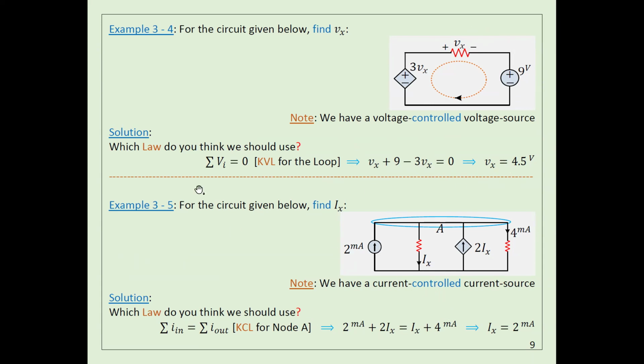Let's have another example here, very straightforward, very easy. Here I have a current this way, 2 milliampere. I have a current this way, Ix. I have a current this way, which is a dependent current source, and the value of the current here is 2Ix. And Ix is the current here. So the current is this way.